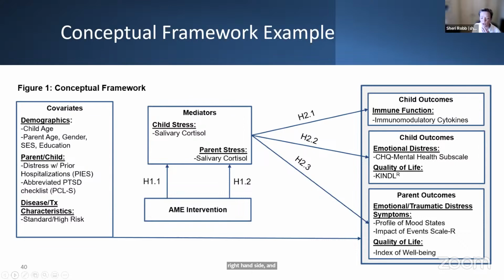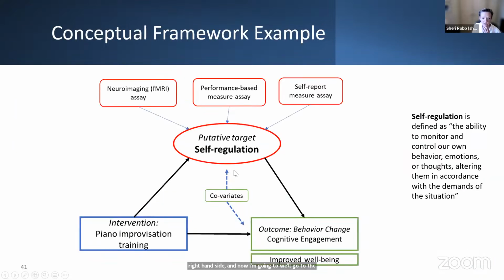And now we'll go to the next slide. And Julene, would you like to talk about this other example of a theoretical framework that people could use? Thank you, Sheri. Yes, this is the conceptual model that I used in one of our recent grants, where we have an R61, R33 as part of the music and health funding opportunities. And what we are doing is developing and testing a piano improvisation training program and testing the hypothesis that through the putative mechanism of change of self-regulation, we're able to increase cognitive engagement and well-being among older adults with and without mild cognitive impairment.